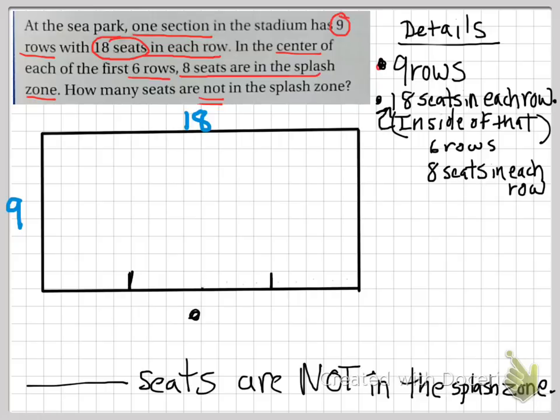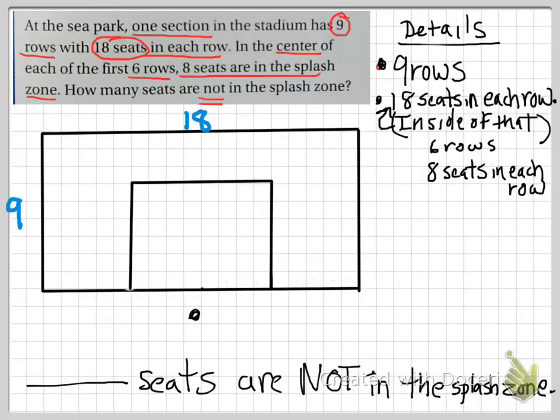As you can see, there's 5 squares on each side, on the outside of this. So there's 1 row, 1 row, 2 rows, 3 rows, 4 rows, 5 rows, 6 rows. I'm going to extend this line out too. So there's 6 rows with 8 in each row. That's that splash zone section.